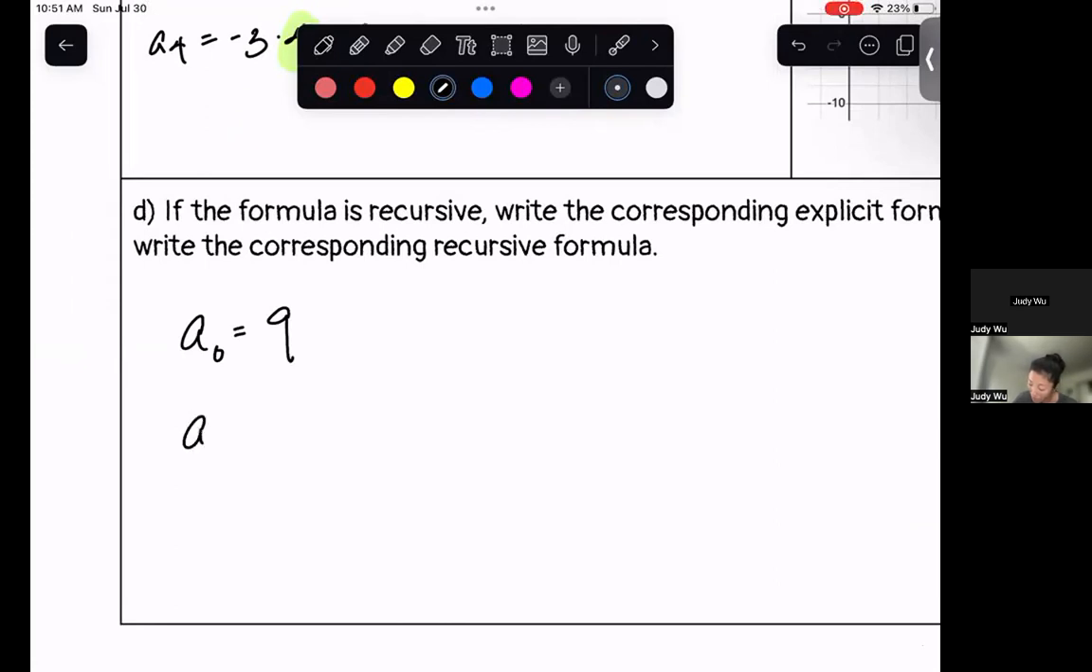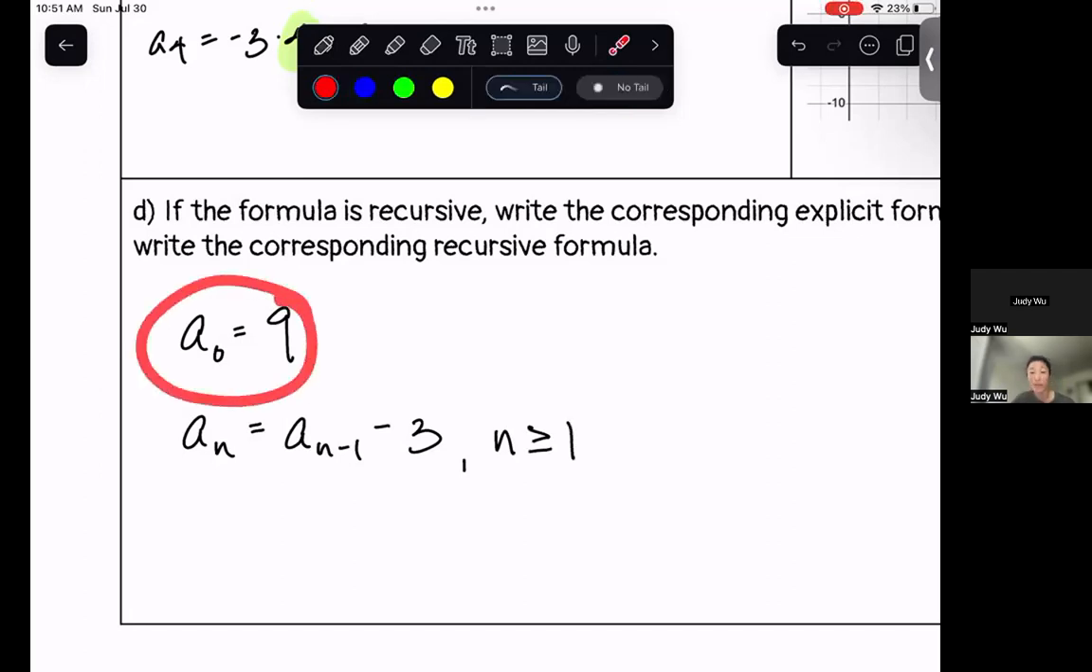Then you say to find any term, a sub n is going to be the previous term, a sub n minus 1, minus 3. And we want to tell our audience that this is true for all n greater than or equal to 1. We don't include 0 because we already started with that 0th term. That first term was our 0th term. So then after that, we plug in 1, 2, 3, 4 for our n values.